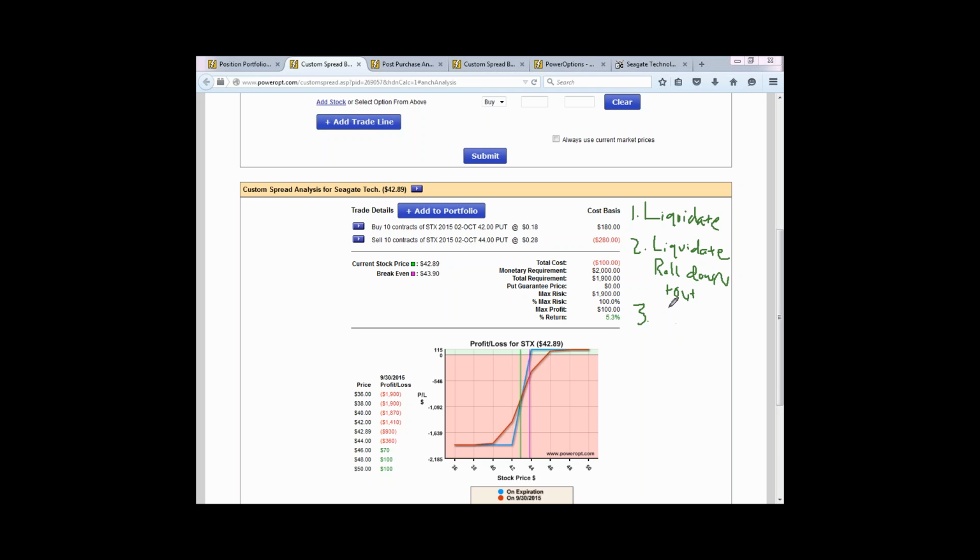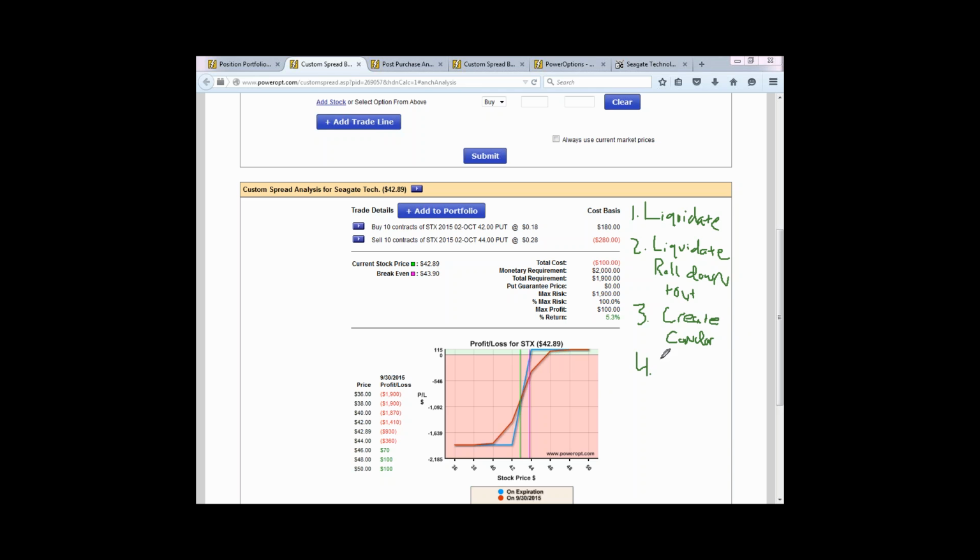Number 3, create the Condor. We talked about that in depth. It's not something that works in this scenario. If it's stagnating and you can create the Condor because you think it's going to stay within 2 strike ranges, that works. But doing the opposite, not liquidating, but just doing the bear call now to create the Condor, is not really good in this scenario at all.